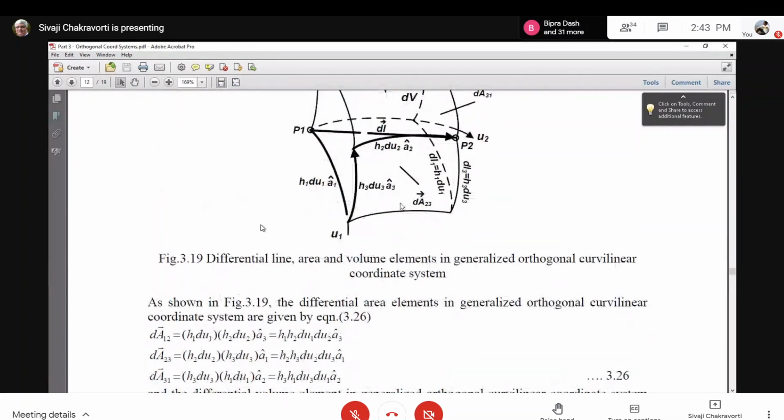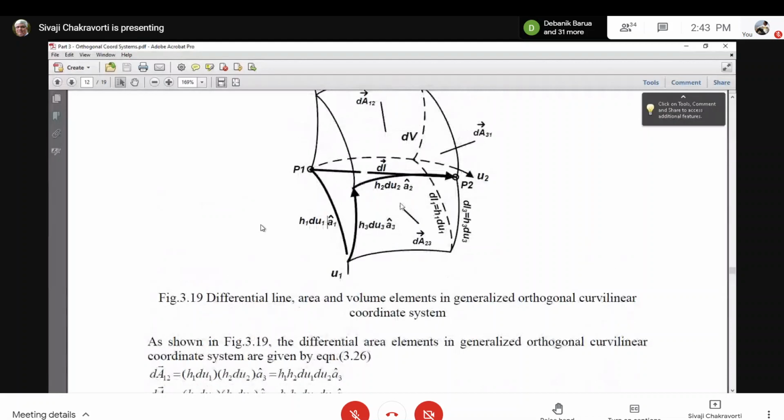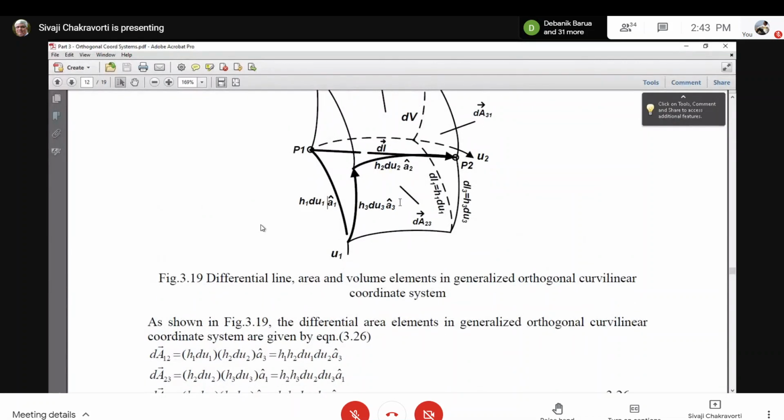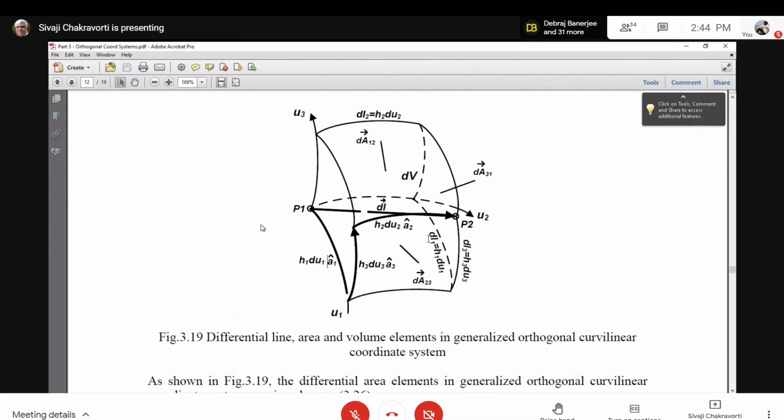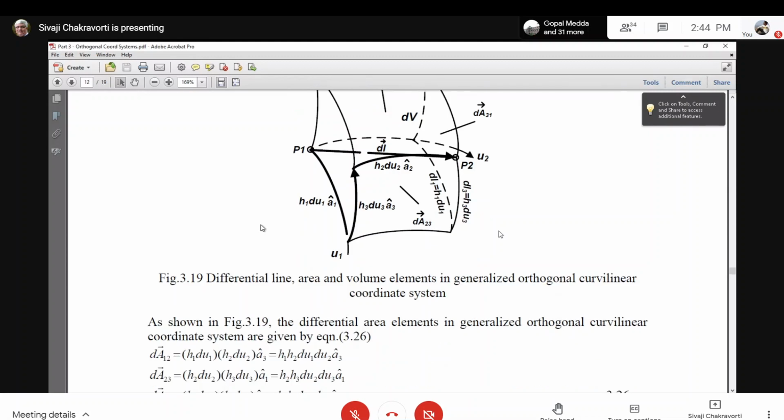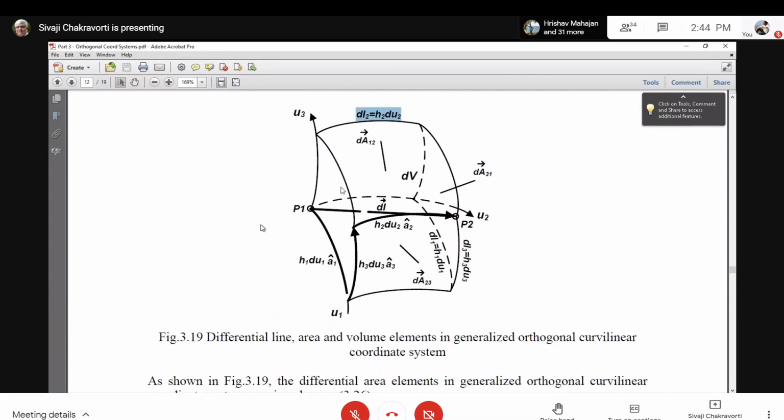And therefore, if we take the area vector dA12, it means the area formed by dl1 into dl2. So this is dl1, and this one is dl2. This is the area, that is dl1 into dl2. Naturally, this area vector will be normal to this plane, that is the u1 u2 plane.